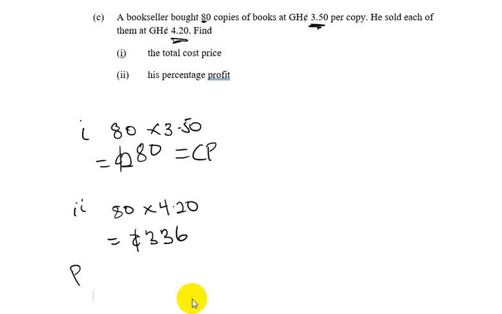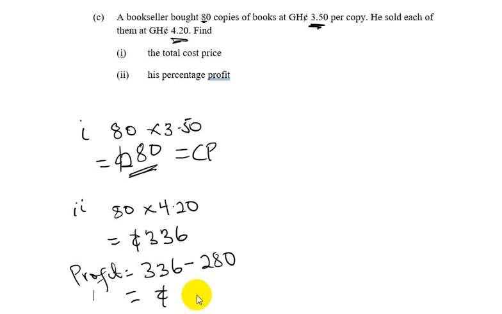So the profit the woman will make, okay. The woman bought it at 3.5. So the 80 pieces cost 280. Now she sold it for 4.2. So all the 80, she will sell at what? 336. So the profit will be 336 minus the total price the person bought it, and that gives us 56 Ghana cedis. Now we are not done.